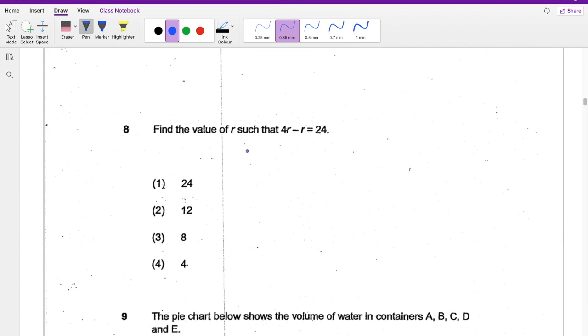Question 8. Find the value of r such that 4r minus r is 24. Well, this one is simple. This one is for us to solve the algebra, right? So 3r equals 24. Then the answer r is 8.